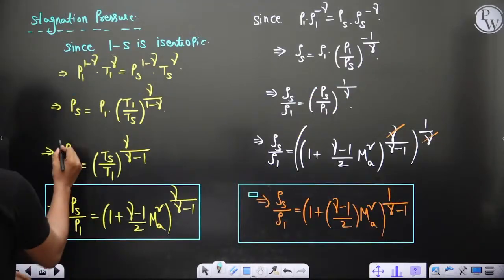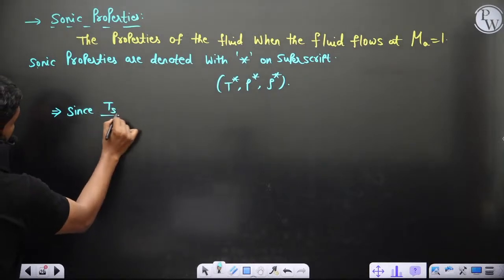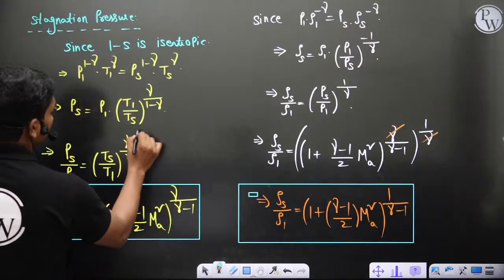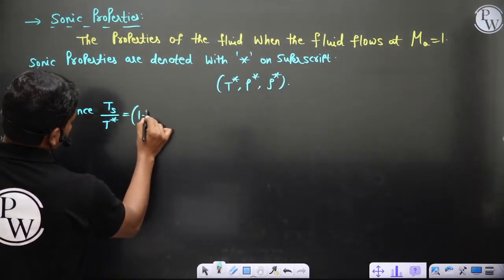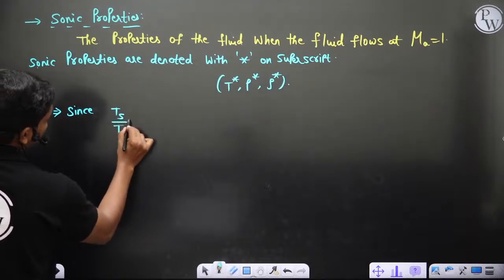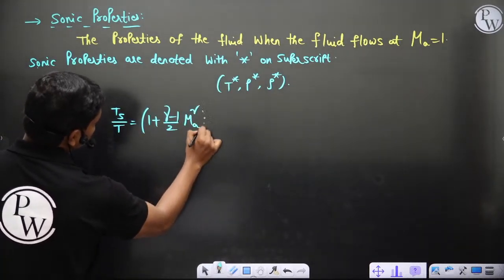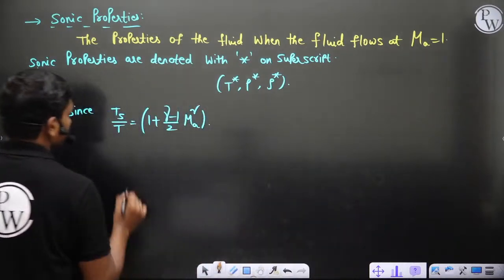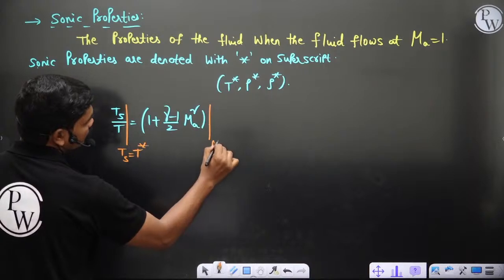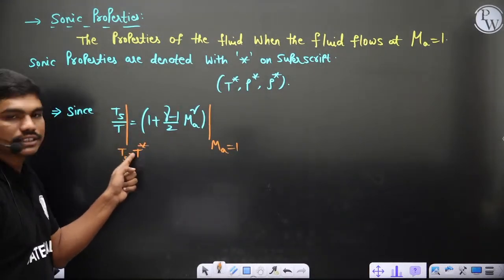since Ts by T is equal to 1 plus gamma minus 1 by 2 Mach squared. This is what we have. Now if you see at this point, if Ts is equal to T star, then definitely Mach is equal to 1. So at Mach equal to 1, this Ts will actually be T star at this point.